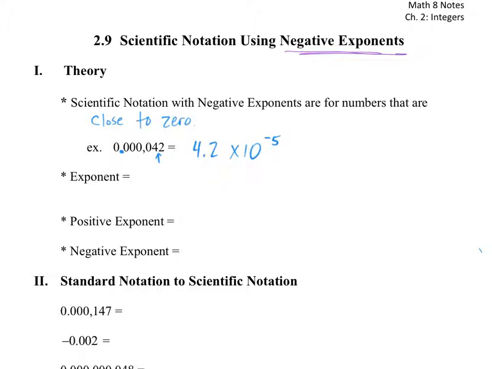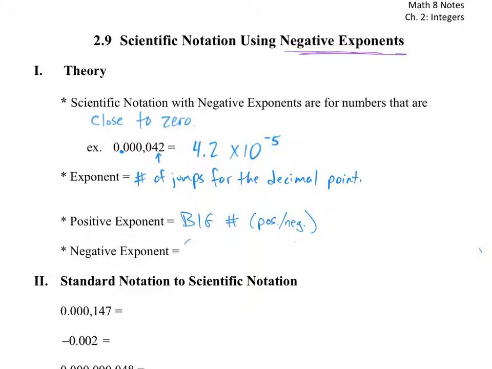So I want to write down some of what we just did. The exponent equals the number of jumps for the decimal point. Same as yesterday, we look at how many places we move the decimal point, and that's going to be our exponent. But now we get a positive exponent if you have a big number, positive or negative if it makes sense to have a big negative number, a number really far from zero. You have a negative exponent with a small number, close to zero, and it could be positive or negative.